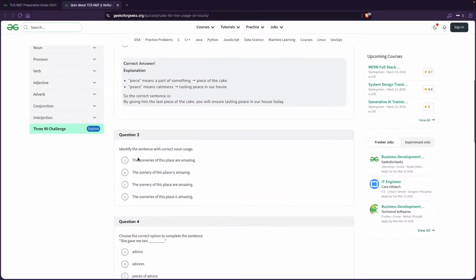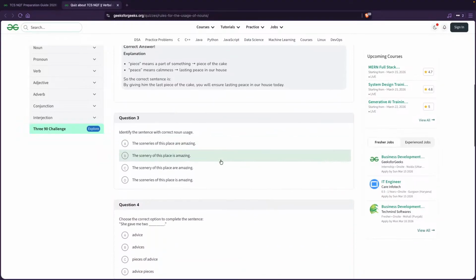Identify a sentence with correct noun usage. Noun. The scenarios of the place are amazing. The sceneries. The scenery of this place is amazing. The scenery of this place are amazing. The sceneries of this place is amazing.